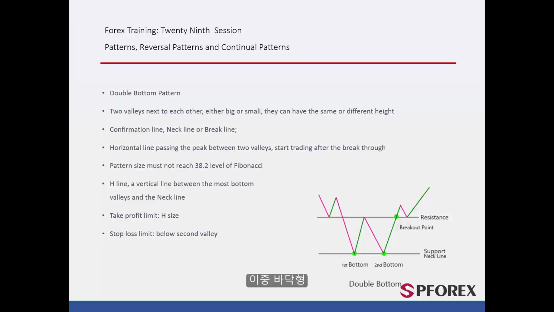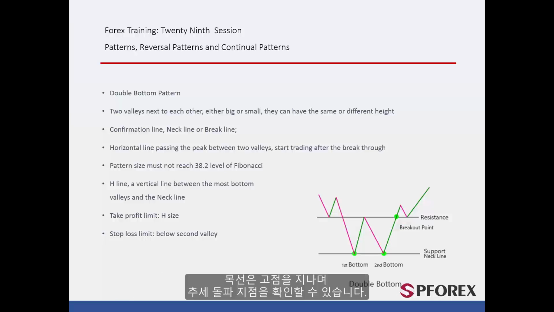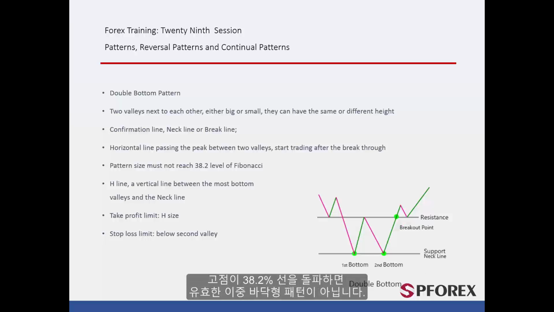Double bottom pattern. On a downward trend, a double bottom pattern is formed by two consecutive valleys with different or the same height and width. Neckline or conformation line is a level line on the peak point which indicates the breakout point. If the peak point passes the 38.2% level on the Fibonacci pattern, which is drawn from the start point of the trend to the first valley, the double bottom pattern will not be reliable.